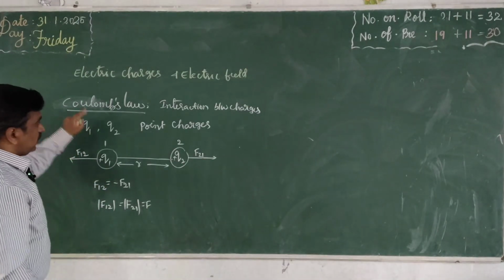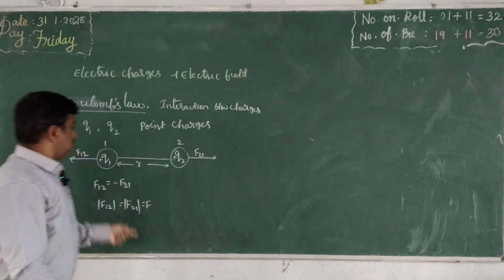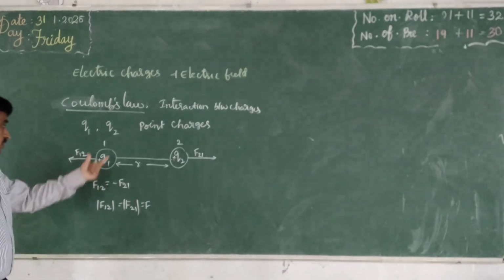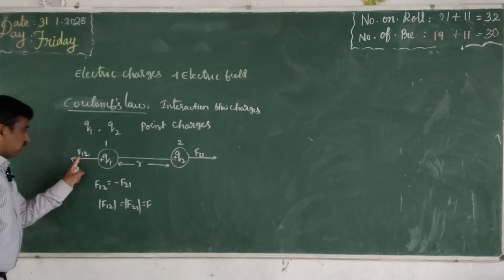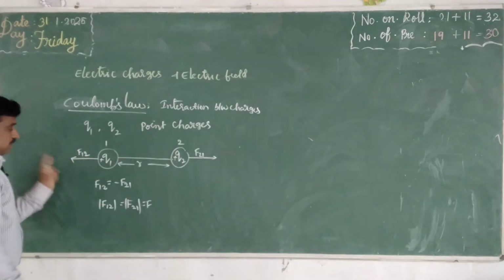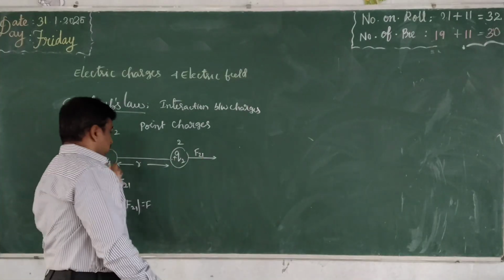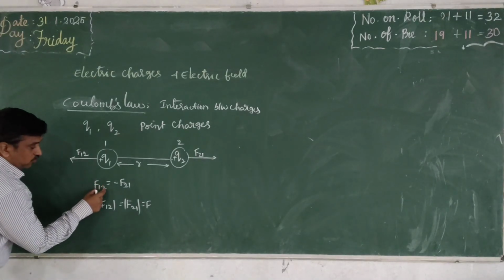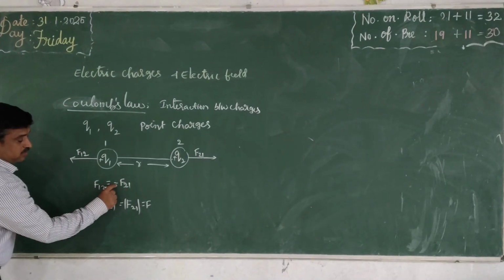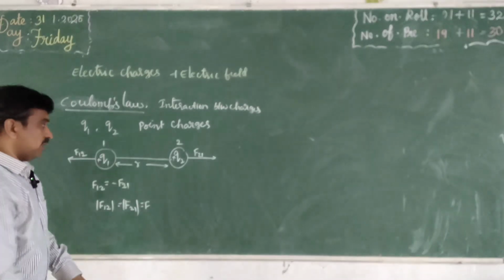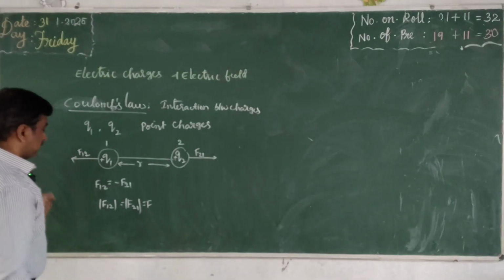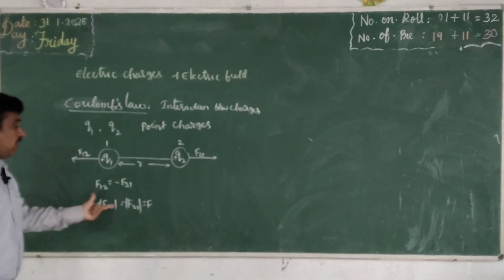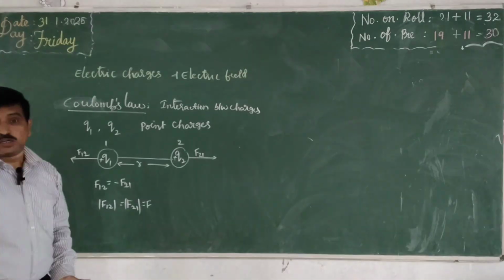See, Coulomb's law, interaction between charges. Q1 and Q2 are point charges. Force on 1 due to the second one is in this direction. Force on 2 due to the first one is in this direction. Both are in opposite direction, but the force magnitude is the same. F12 equals minus F21. This minus indicates both are acting in opposite direction, one to the right, one to the left. F12 equals modulus of F21, which equals F, meaning their magnitude is the same but their direction is different.